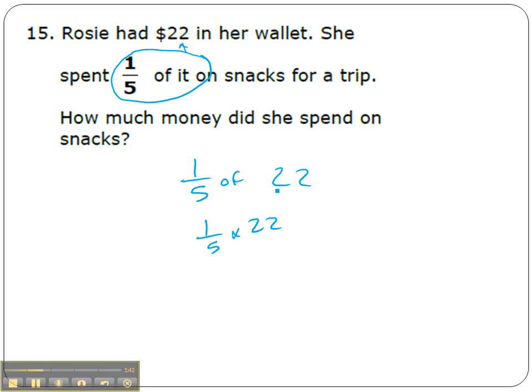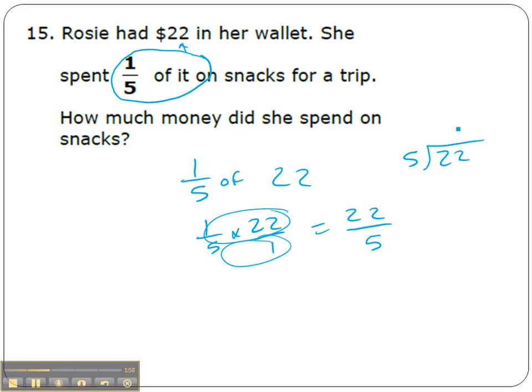So 1/5 times 22 over 1, and then top times top, bottom times bottom. 1 times 22 is 22, 5 times 1 is 5. We have an improper fraction, so we need to divide. 22 divided by 5. How many 5s in 2? 0. How many 5s in 22? 4. 4 times 5 is 20. Subtract, we get a 2.